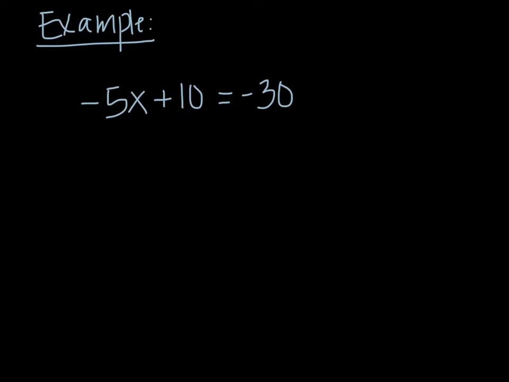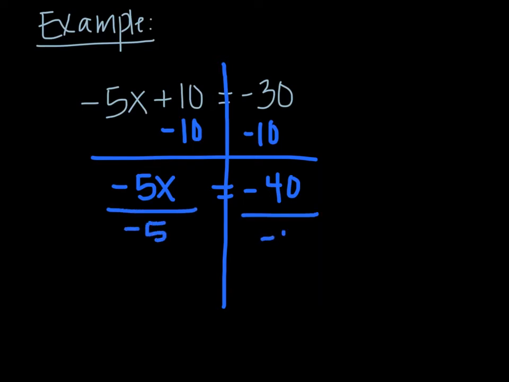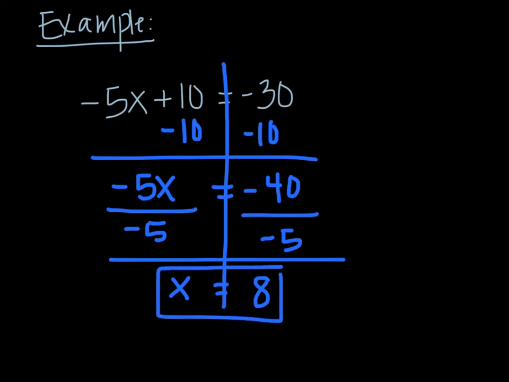I want you to pause the video and try this next example on your own. Again, our first step should be subtracting 10 from both sides. Now I'll have negative 5x on the left is equal to negative 40. I can divide both sides by negative 5. And x will be equal to positive 8 because it was a negative divided by a negative.